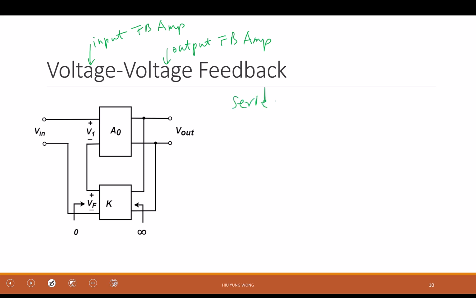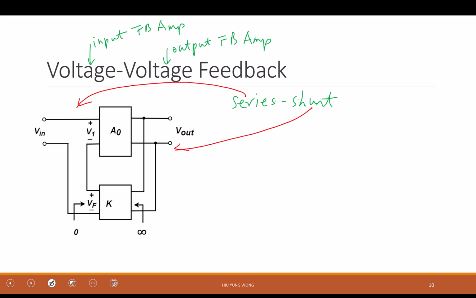Series, shunt. You don't need the cheat sheet, right? The cheat sheet is only for you to double check. Because you see clearly, input is connected in series, right? Output is connected in parallel configuration. Okay, so this is series shunt.